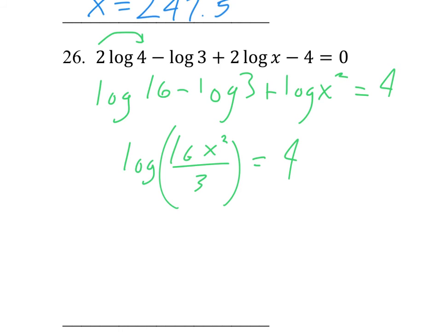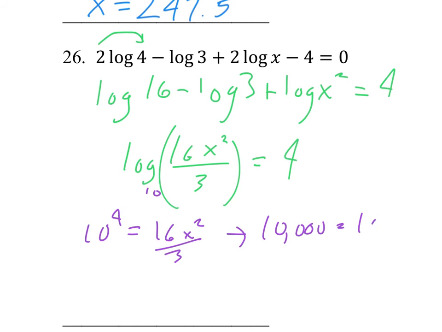Now, in this case, the base of the logarithm is 10 again. So we have 10 to the 4th power equals 16x squared over 3. 10 to the 4th would be 10,000. So we have 10,000 equals 16x squared over 3. So we'd really multiply by 3 and divide by 16. And we actually come up with x squared equals 1875.